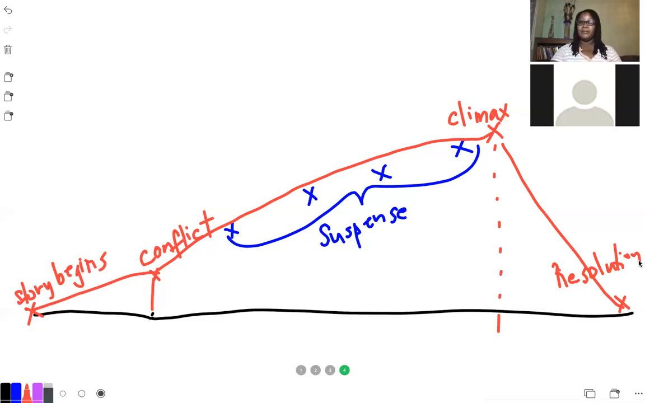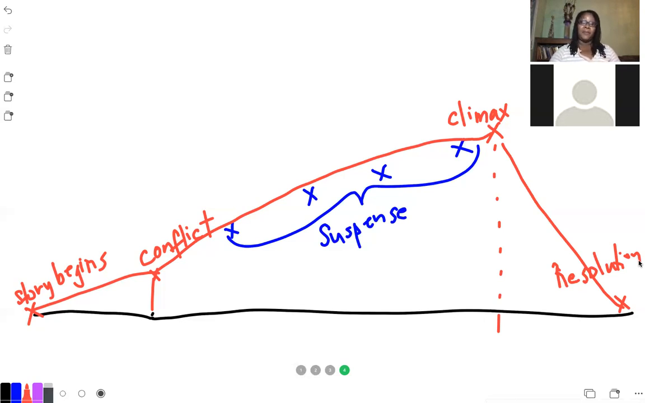You have your elements in terms of your plot, your setting, your characters, and your theme. Your plot is what happens in the story. Your setting is where it happens, when it happens in terms of the time. Your characters are who are in your story, and your, what am I leaving out? Your theme is basically the moral or the message in your story.